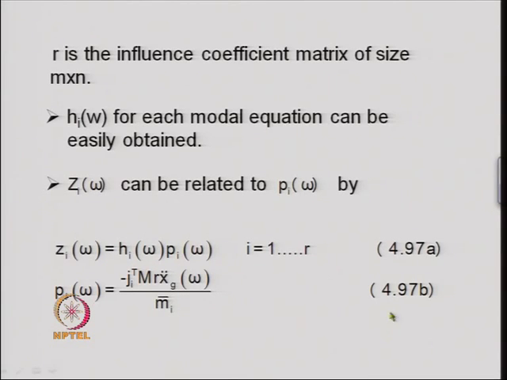obtain for each decoupled equation of motion the frequency domain equation, which is shown in equation 4.97a. From there one can write down phi_i(omega) in this way, and if it is a multi-supported excitation case, then r is the matrix of coefficients which is used, phi_i^T is the transpose of the ith mode shape, and m bar i is the ith modal mass.